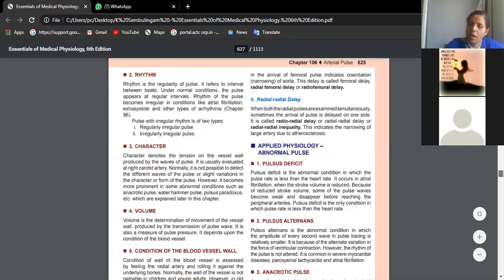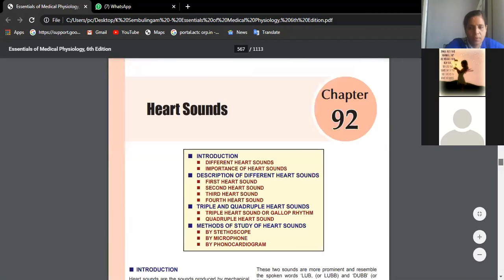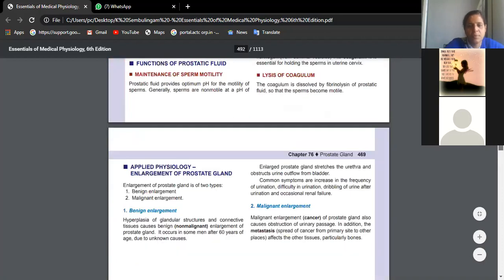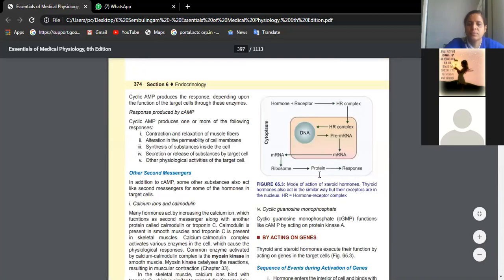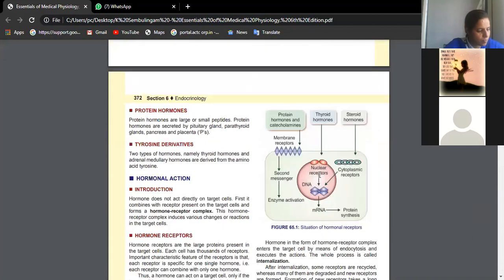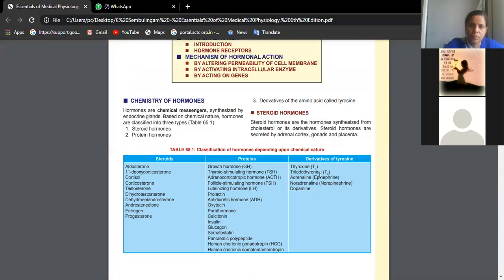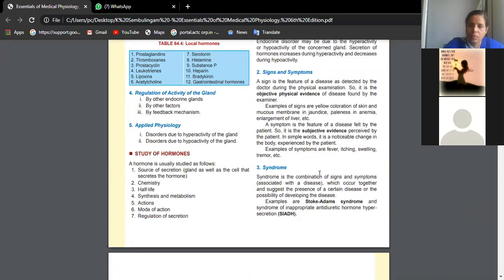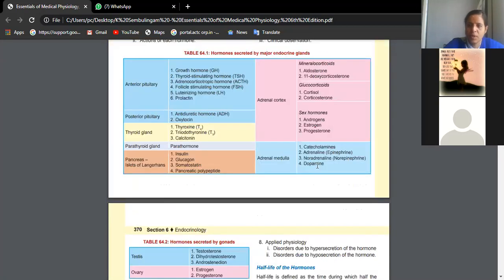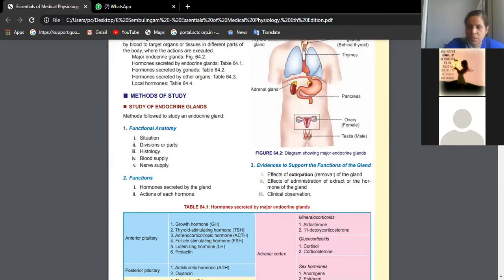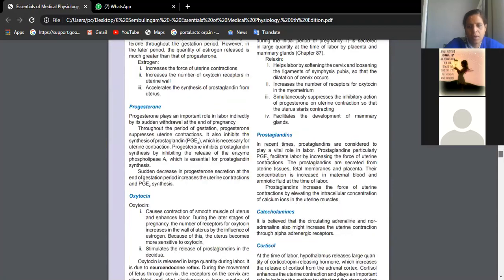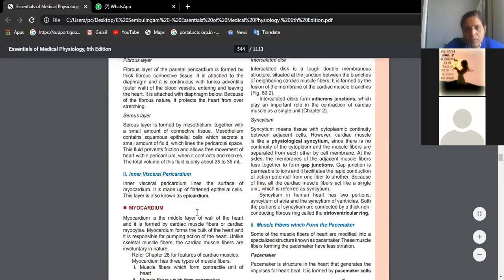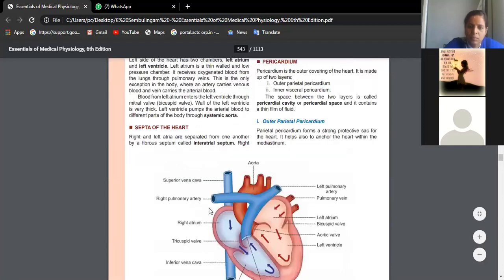Bundle of His. Can you come in order, please? Bundle of His is correct. SA node, AV node, bundle of His, two bundle branches, Purkinje fibers, and musculature of ventricles. Yeah, very good. So you repeat once more, beta. It will be a revision for others. SA node, ma'am, AV node, bundle of His, two bundle branches, Purkinje fibers, ventricular musculature.